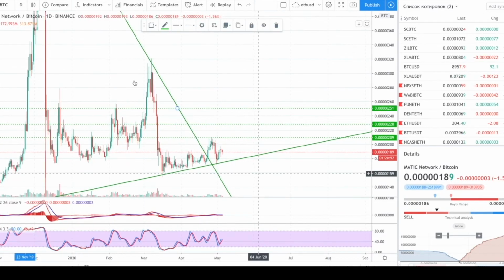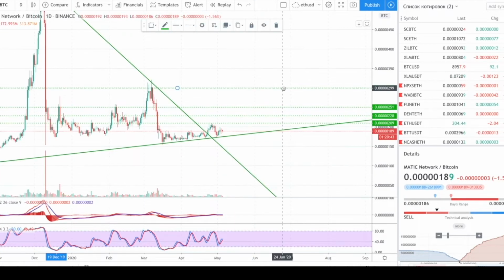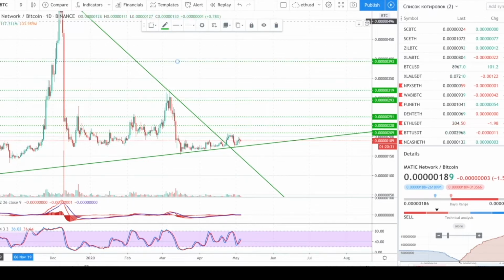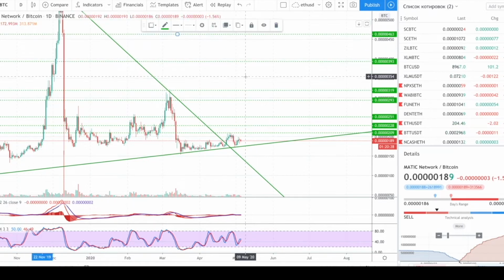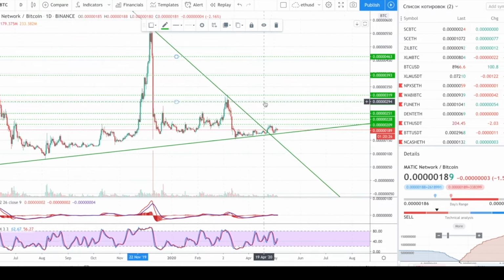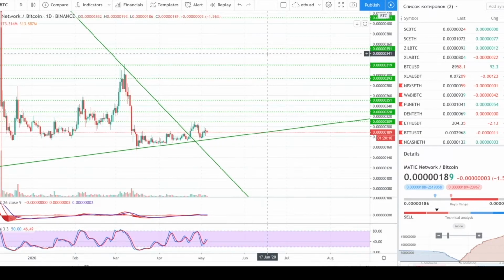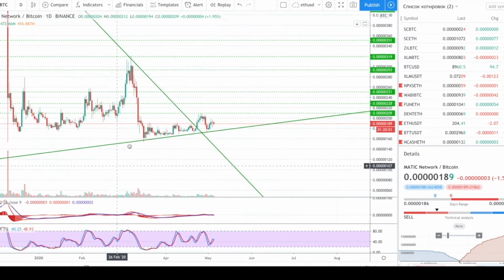If we look at the nearest goals, they are at 209, 228, 251, 298 and 319. And then it's 393 and 416. These are the main goals of the coin. If the price goes up, yes, there is a chance that the price will break this trend line and go down. If the price goes down, MATIC will go down to its previous local levels.